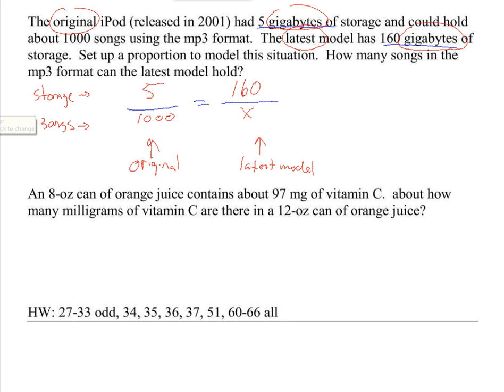So notice again, I have all of my original information here. I have all of my latest model information here. Once I had that locked in, and I put the storage across the top, then it had to be storage all the way across the top on both parts. And then my songs go on the bottom. Songs on the bottom. Okay? Now it's set up properly.